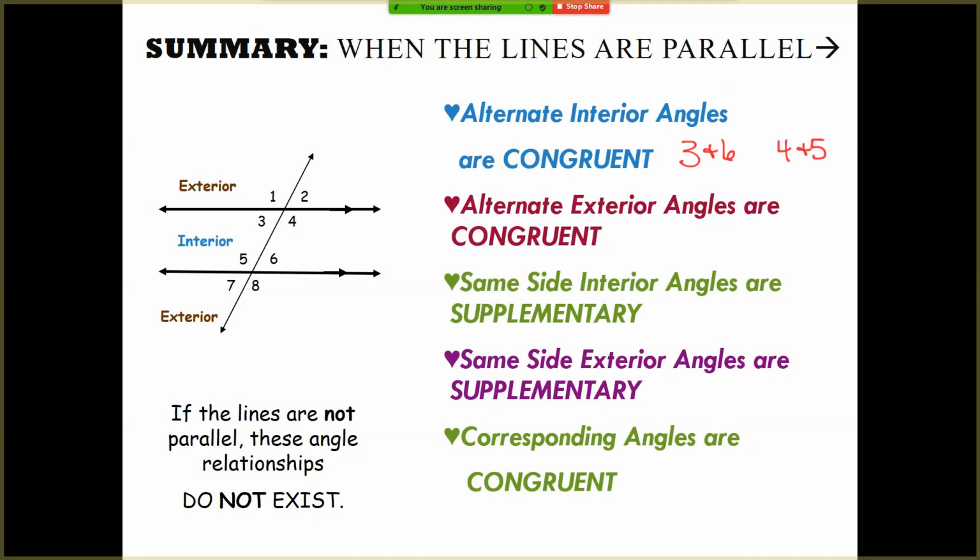Alternate exterior angles are also congruent. So alternate means they're on opposite sides of my transversal. The transversal is the line that's cutting your two parallel lines. And exterior means they're on outside of those parallel lines. So I would pick angle 1 and angle 8. So 1 and 8, or 2 and 7.